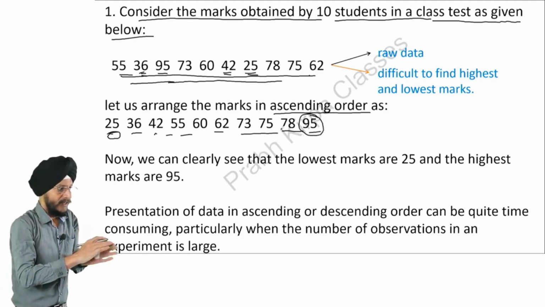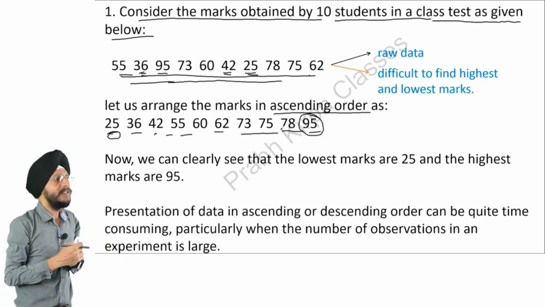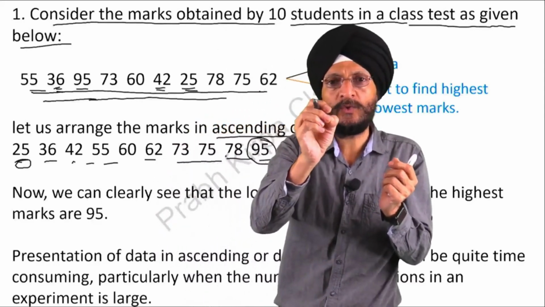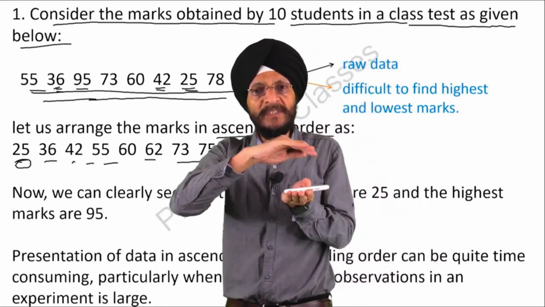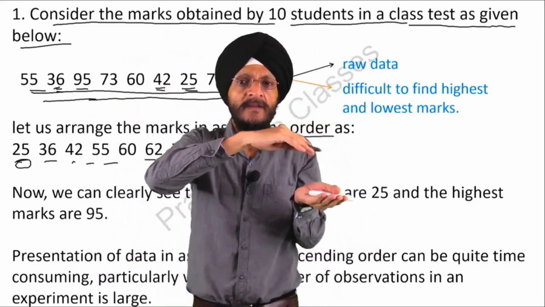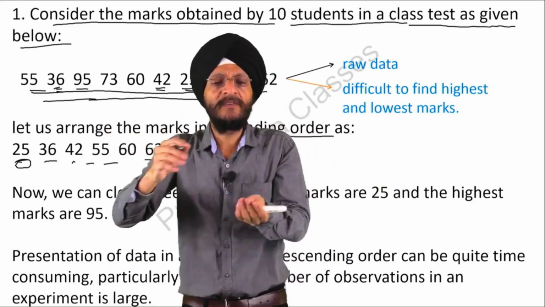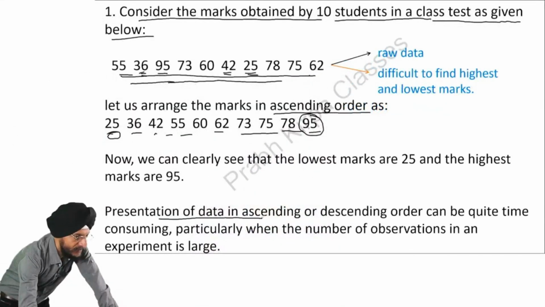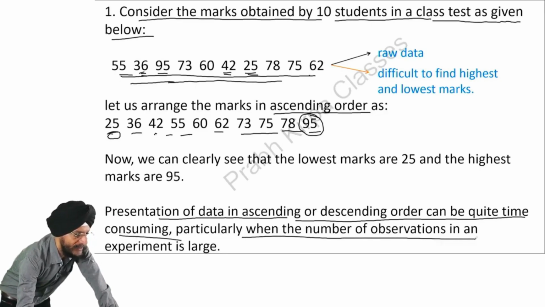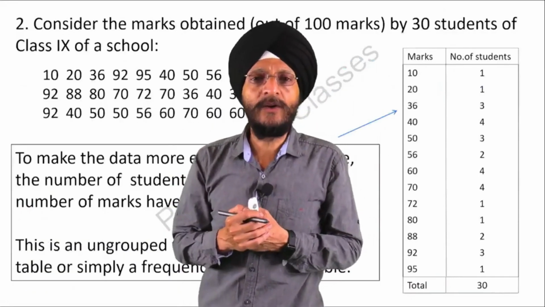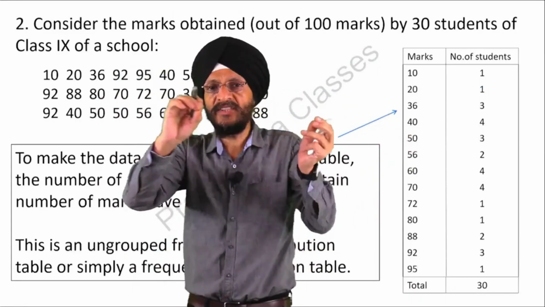Presentation of the marks in this ascending or descending order is useful or easy when we have to present data for only a few students. But if we have to present data for, say, 200 or 300 students, then presenting the data in ascending or descending order will become quite difficult. Now we will see what is written. Presentation of data in ascending or descending order can be quite time consuming, particularly when the number of observations in the experiment is large. So what can we do if the number of entries is large?